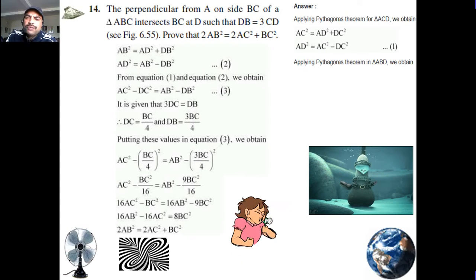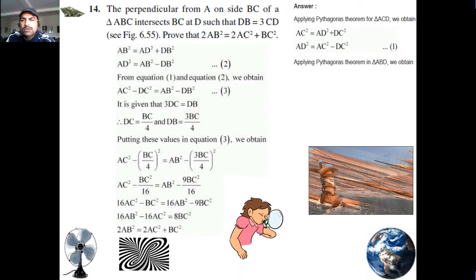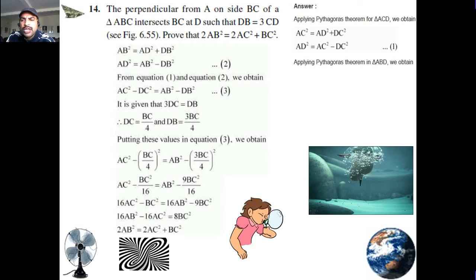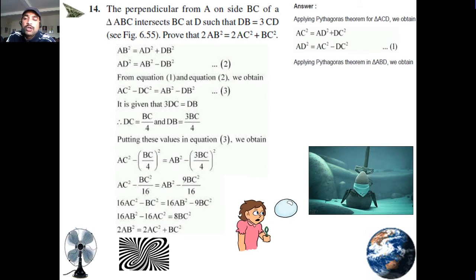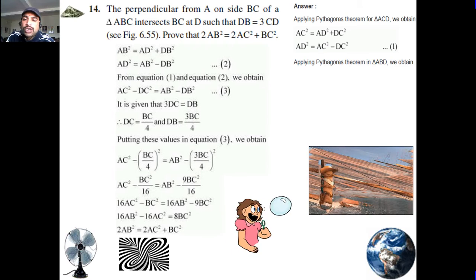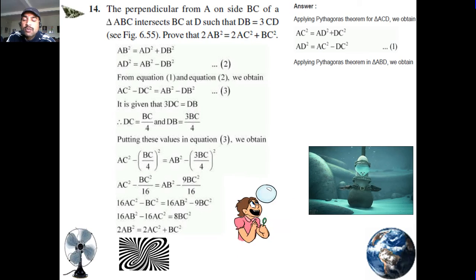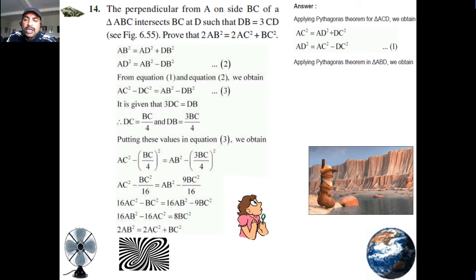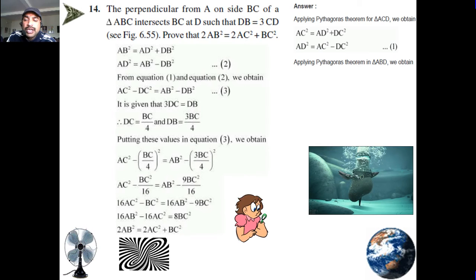Equation number 2. From equations 1 and 2, we obtain AC square minus DC square is equal to AB square minus DB square. Equation number 3. It is given that 3DC is equal to DB. DC is equal to BC upon 4, DB is equal to 3BC upon 4. Putting this value in equation number 3, we obtain AC square minus (BC upon 4) whole square is equal to AB square minus (3BC upon 4) whole square.